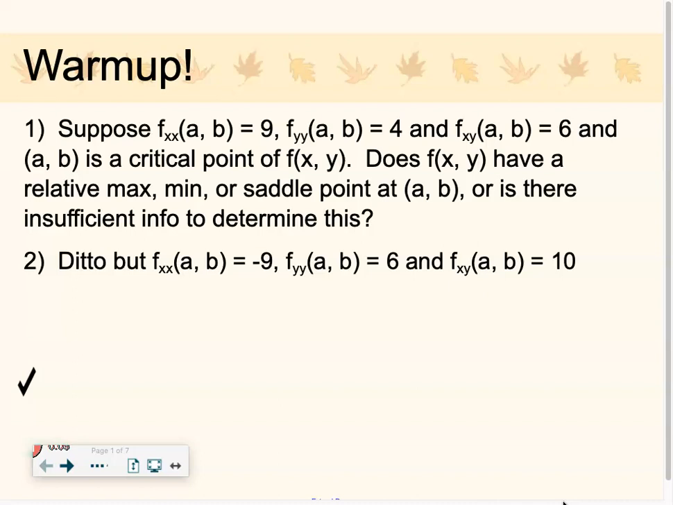So suppose the second partial with respect to x is 9, the second partial with respect to y is 4, and the mixed partial is 6, and (a, b) is some critical point of f of x y. Does f of x y have a relative max, a min, a saddle, or is there insufficient information? So first thing that you're going to want to find is your D.